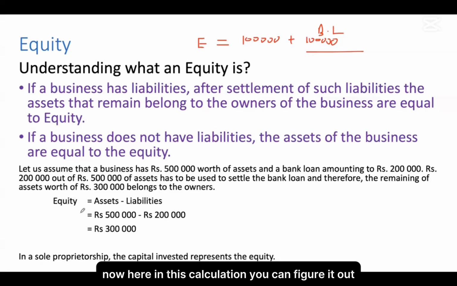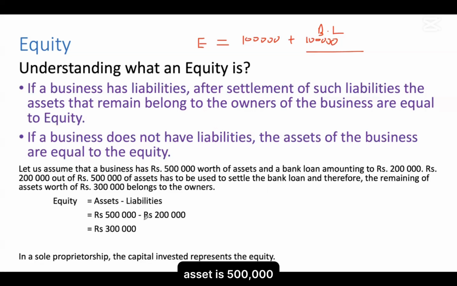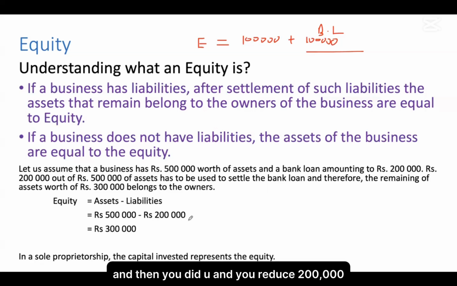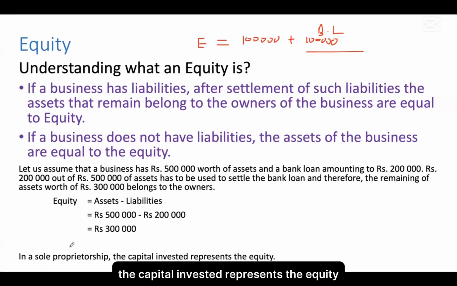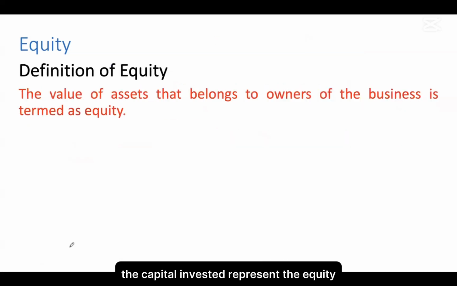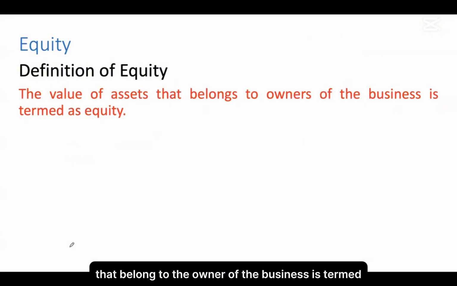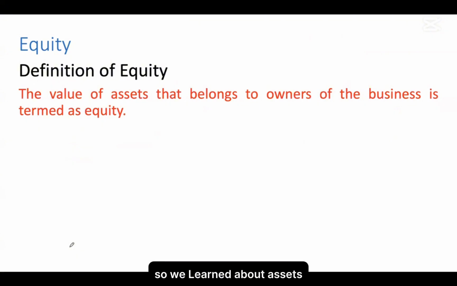So in this calculation, you can figure it out: equity is equal to assets minus liabilities. Assets are 500,000, and you reduce 200,000, and then you have 300,000 worth of equity. In a sole proprietorship, the capital invested represents the equity. So let's look at the definition of equity. The value of an asset that belongs to the owner of the business is termed equity. Okay, so we learned about assets, liabilities, and equity.